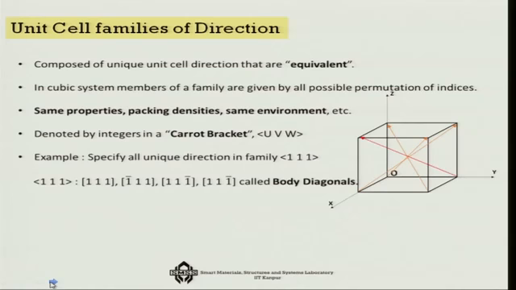Now, very similar to the other case, unit cell families, which are the equivalent families, in this case are shown with the help of the caret bracket. Just like we have used curly bracket for the planes, here we are using caret brackets for the family. If you are talking about 1 1 1 in caret brackets, it means 1 1 1, 1 bar 1 1, 1 1 bar 1, 1 1 1 bar. These are all body diagonals of the system. So, that is the equivalent family in this case.